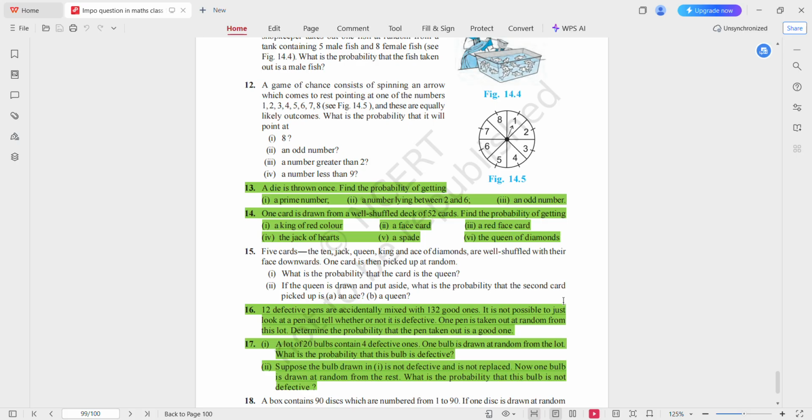Try to attend all the questions. Don't skip any questions. Not only in maths, I'm saying all the subjects. You shouldn't leave any questions. You should attend all the questions. Give your 100% in these exams and practice well.